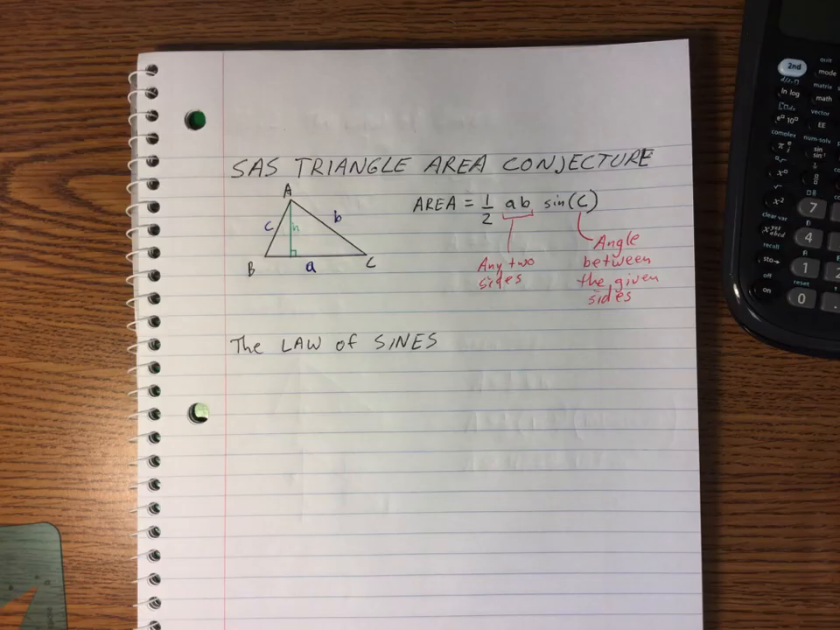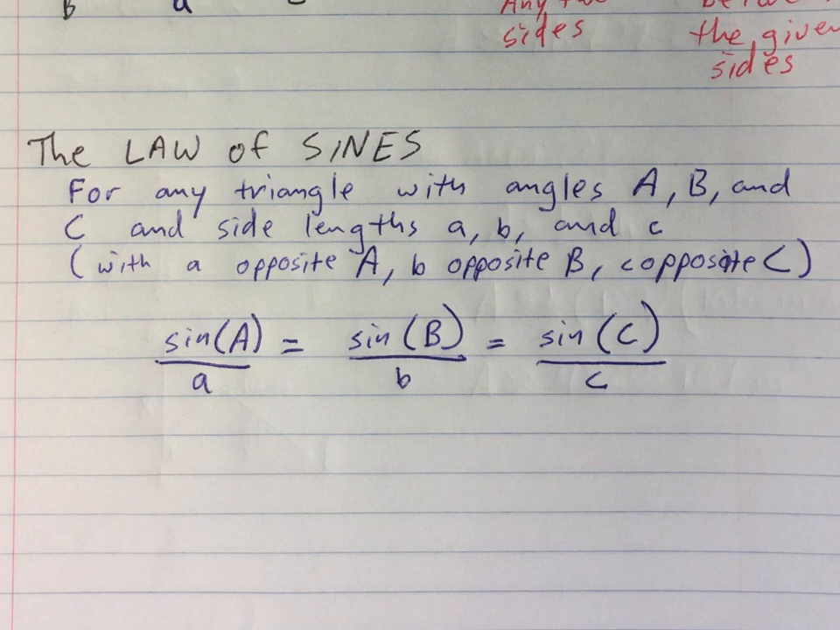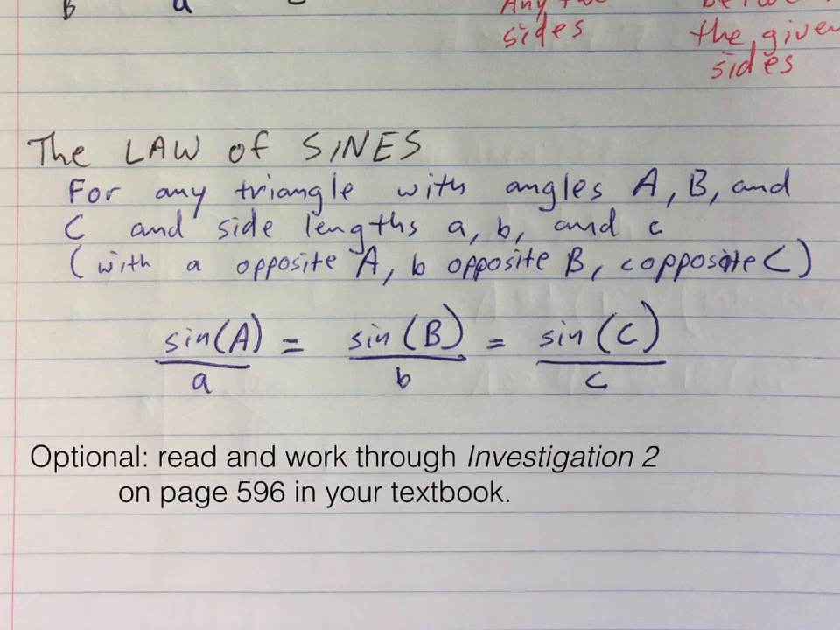All right, now that brings us to the law of sines. The law of sines says for any triangle with angles A, B, and C, and side lengths little a, little b, little c, with little a opposite angle A, little b opposite angle B, little c opposite angle C, the sine of angle A divided by a equals the sine of B divided by side length b equals the sine of C divided by the length of c. As an optional exploration, you could take a look at investigation number 2 on page 596 in your textbook to see why that works.